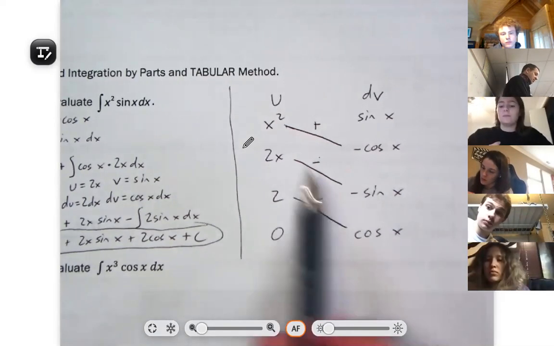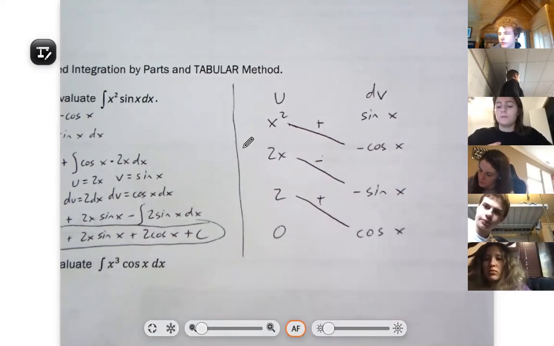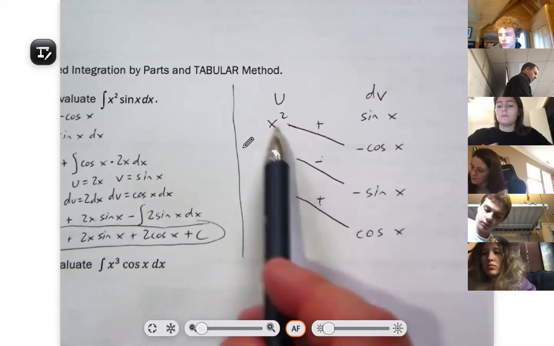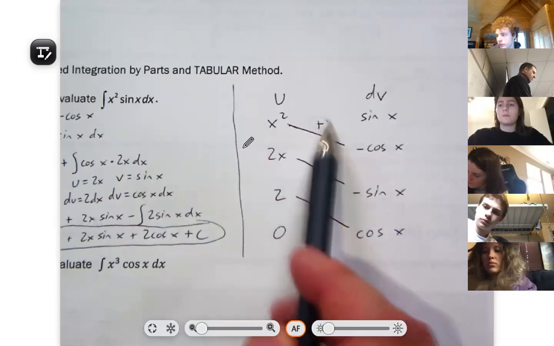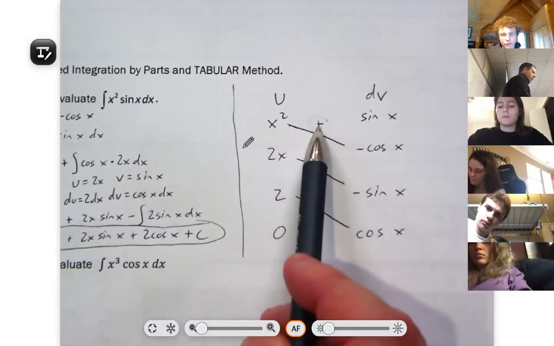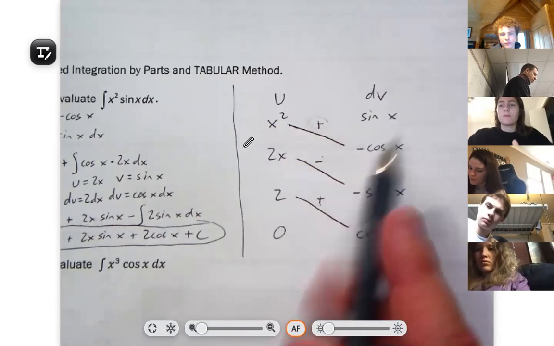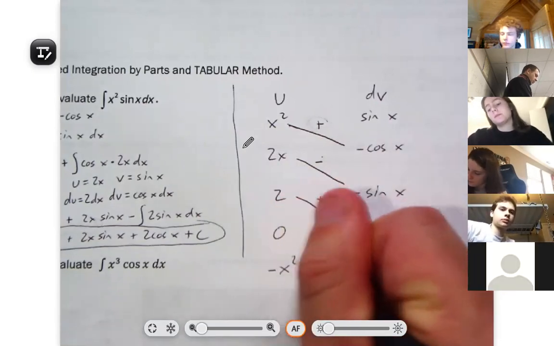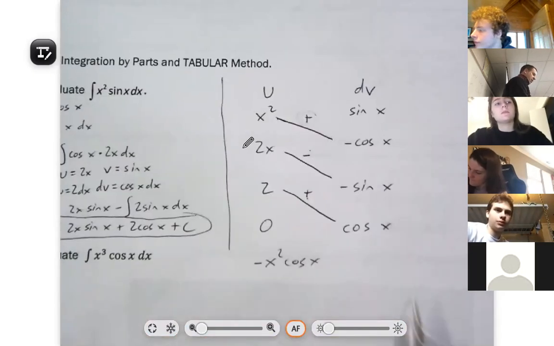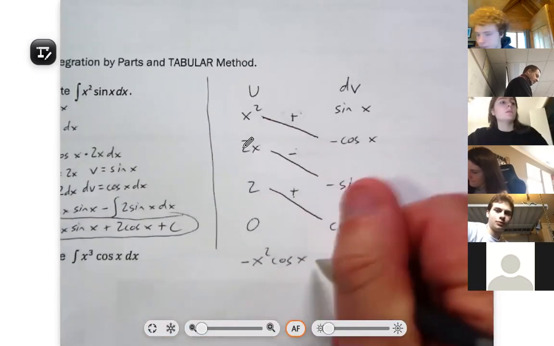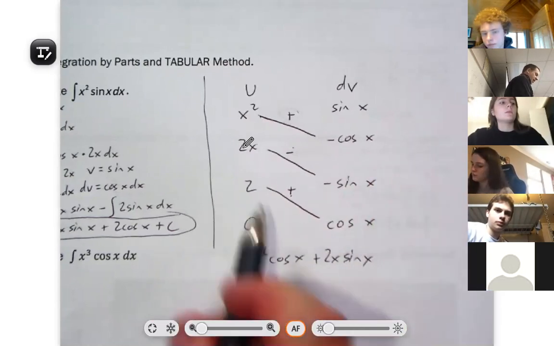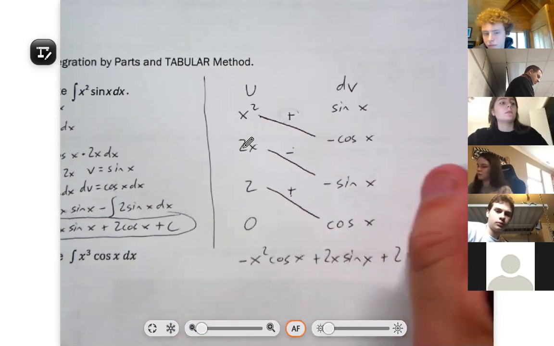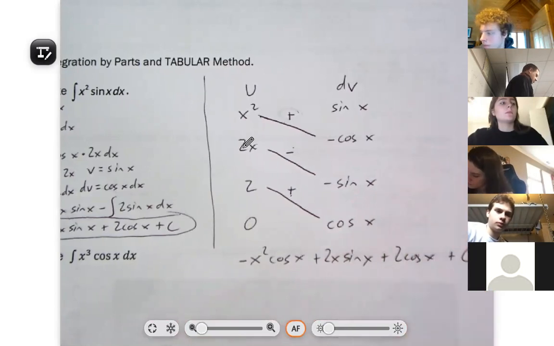So all I'm going to do is just multiply these diagonally, and that's my answer. So if I multiply x squared, this doesn't mean it becomes positive. It just means you're multiplying by a positive 1, if you will. So this would become negative x squared cosine x, which you could see was our first term over here. And then we have positive 2x sine x. And then we have positive 2 cosine x plus c.